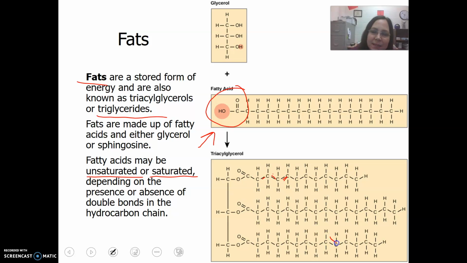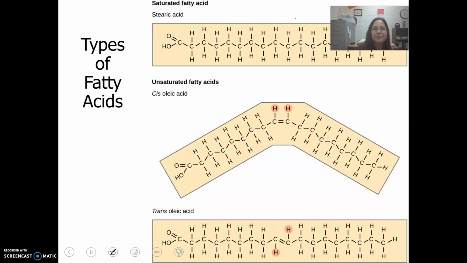So if this bond was double, you would take away this hydrogen, and you would take away this hydrogen. Sorry, I'm trying to mark them out. But anyway, if you had a double bond between carbons anywhere in the hydrocarbon chain, you would call it unsaturated. The fatty acids combine with glycerol, and that's what forms the triglyceride.